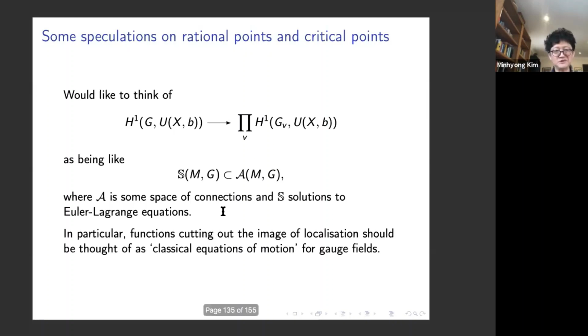But you see, what happens is that it's tempting to think about the equations defining the image of the global moduli space, which, as I pointed out, are very important for computing rational points on the curve. I'd like to think of them as being like classical equations of motion for gauge fields.